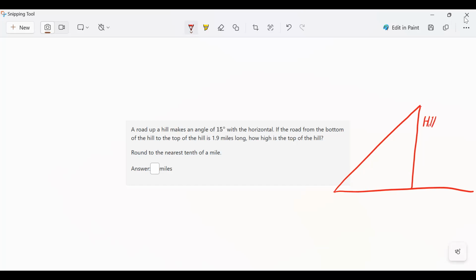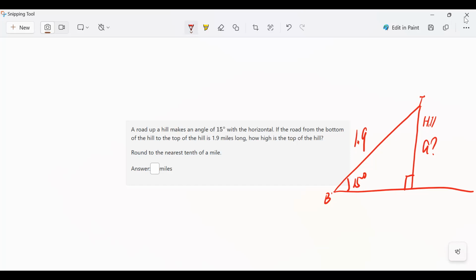You're going to find the height of the hill. Let's assume this is A. I'm looking for A. This is a 15-degree angle of elevation between the horizontal and the road up to the hill. The road from the bottom to the top is 1.9 miles. Usually the hill is perpendicular to the horizontal ground, so this is a 90-degree angle here.